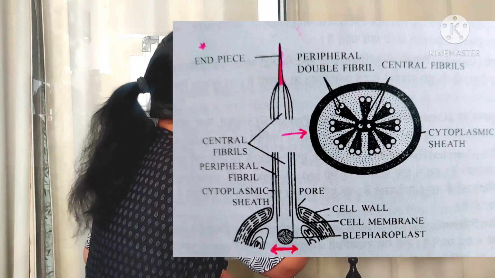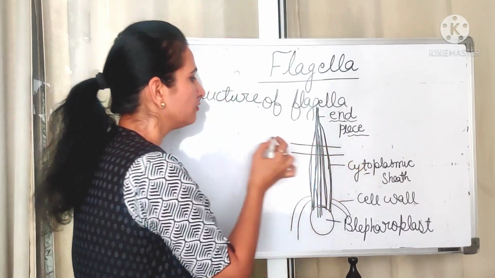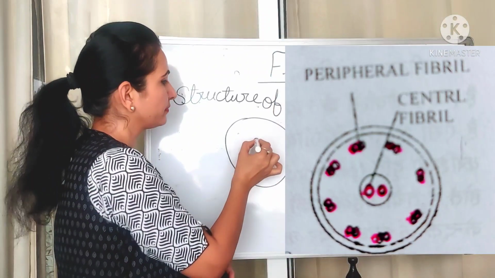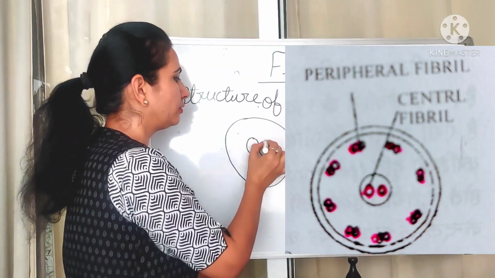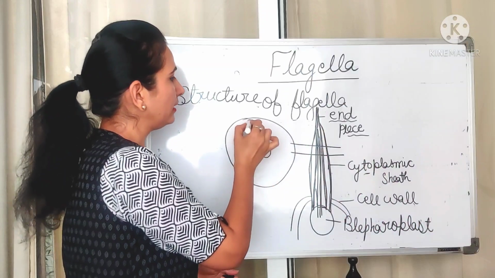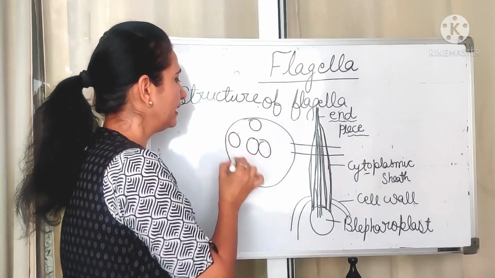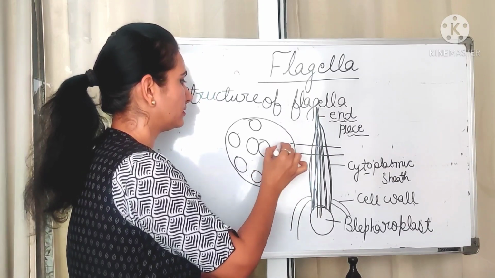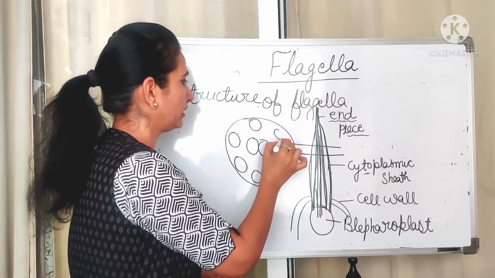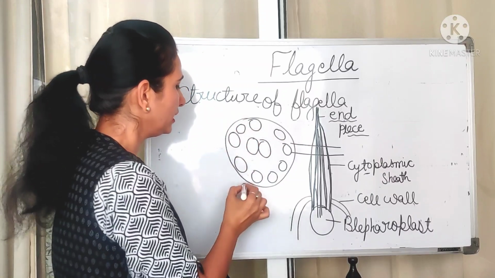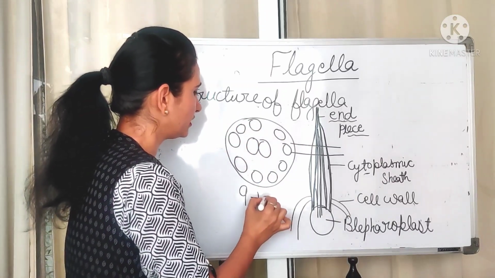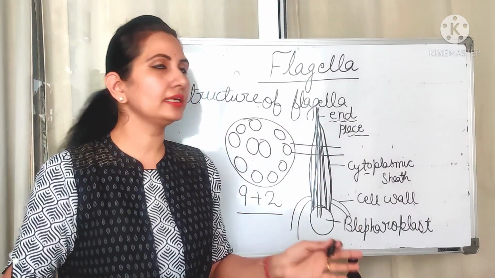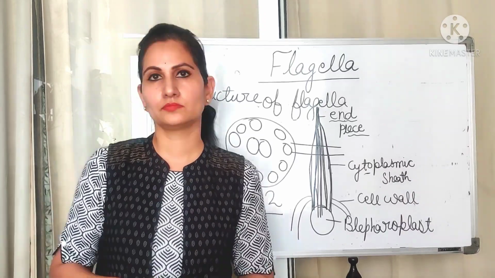If we cut a section of a flagella from here, we will see a round structure in which 11 fibrils are present. 2 fibrils are centrally located, which are known as central fibrils, and 9 fibrils are located at the peripheral side. These are known as peripheral fibrils. 1, 2, 3, 4, 5, 6, 7, 8 and 9. Okay, in such a way they are arranged in 9+2 position. So 11 fibrils are making the internal structure of the flagella.